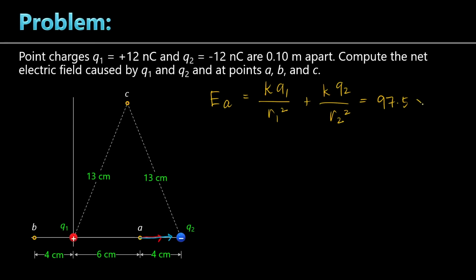97.5 times 10 raised to 3 newtons per coulomb. Okay? At kita natin, yung electric field na yan, ano ang direction? It is directed to the right. So, pwede natin gawin na vector yan, di ba?